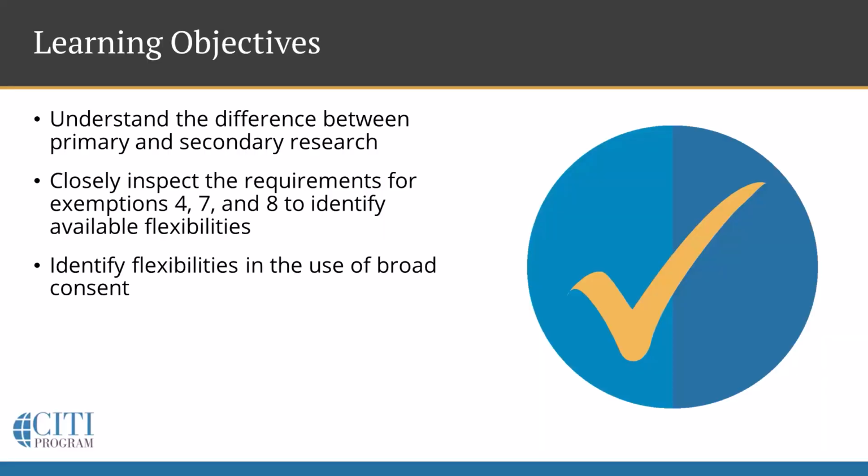Today, we aim to understand the difference between primary and secondary research. We also aim to closely inspect the requirements for exemption 4, 7, and 8. Those are 3 exemptions that are applicable to secondary research. And then we're going to find some flexibilities in applying those exemptions. And finally, we're going to identify some flexibilities in implementing the new broad consent.